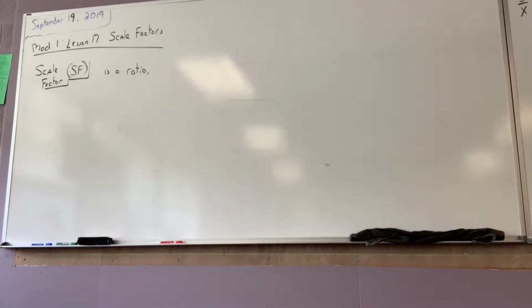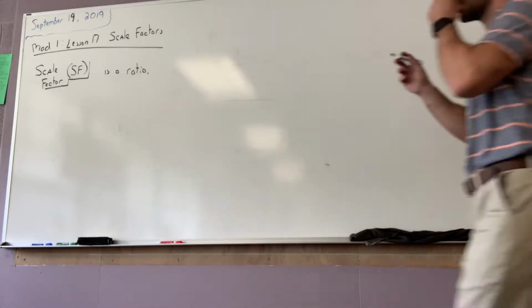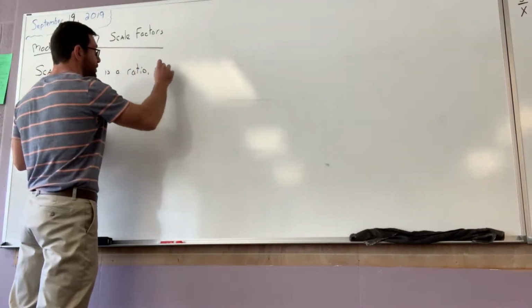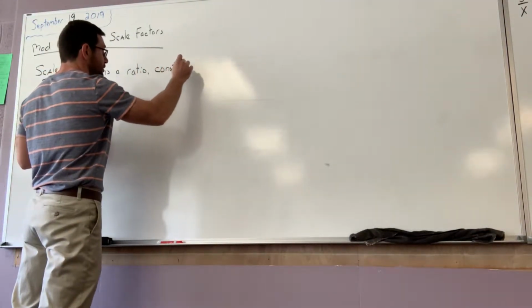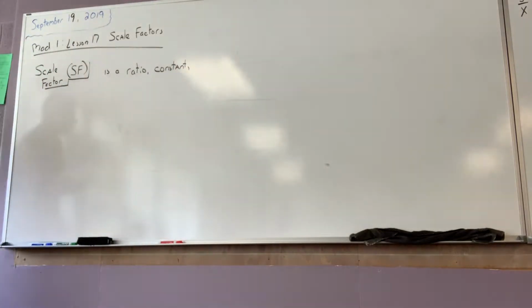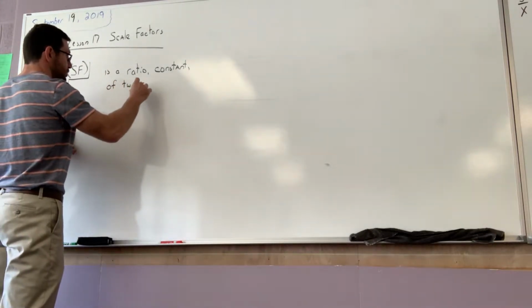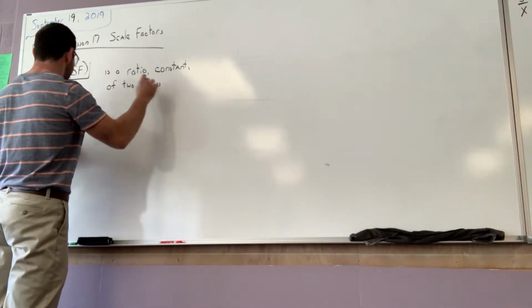A comparison of 2 numbers. Okay? A scale factor is a ratio. Then we're going to have a specific way of comparing the 2 numbers, which we know is a constant. So it's a ratio or a constant of 2 images.